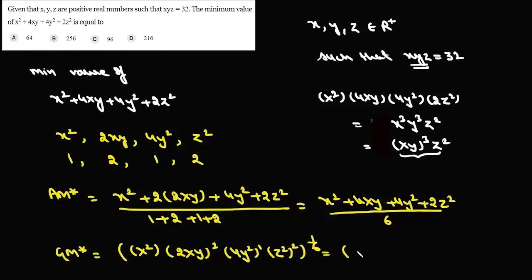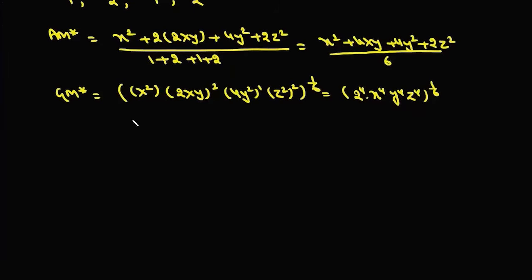Now it will be 2 square into 4, there will be 2 to the power 4, then X square into X square, X to the power 4, Y to the power 4 and Z to the power 4, whole to the power 1 by 6. Now we can write this as 2XYZ whole to the power 4 by 6. Now X into Y into Z is 32, so this is 64, and 64 is 2 to the power 6. So we can write this as 2 to the power 6 whole to the power 1 by 6. This cancels, and this is 16.